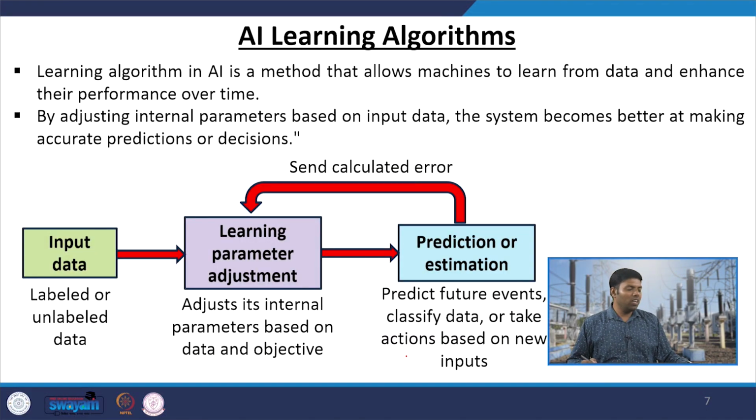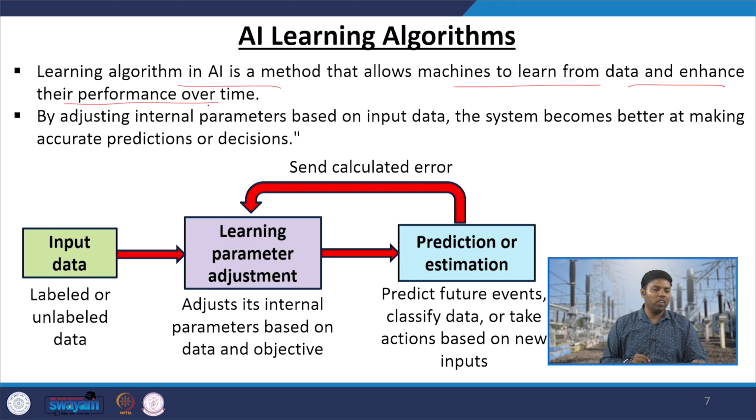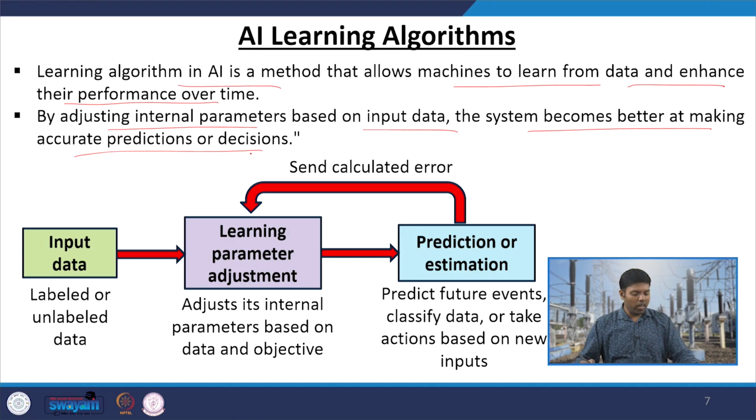So, how does the AI learning algorithm work? An AI learning algorithm is a method that allows a machine to learn from data and enhance its performance over time. That means you give a certain amount of training data to the AI model and train it, but you cannot stay stagnant. Periodically you have to update your training data and accordingly train your AI model, otherwise it cannot adapt to newly varying situations. By adjusting the internal parameters based on the input data, the system becomes better at making accurate predictions or decisions.